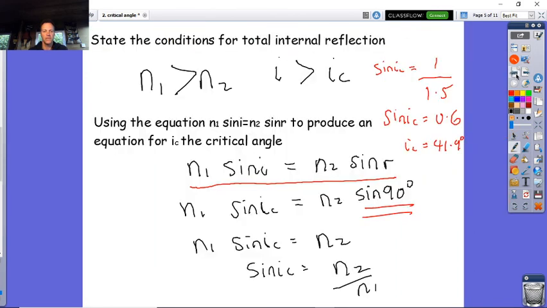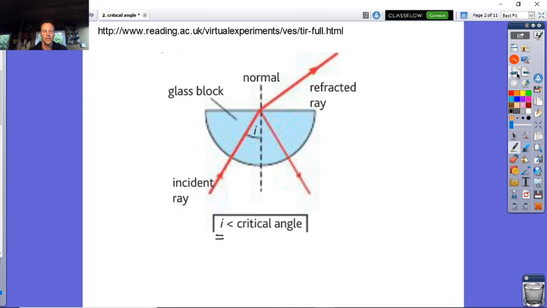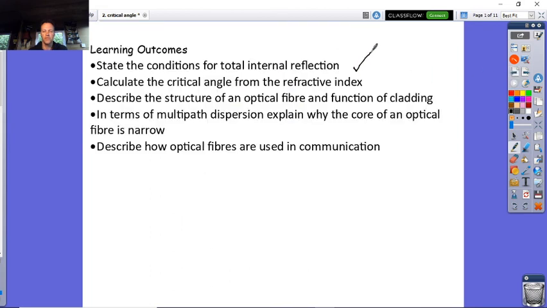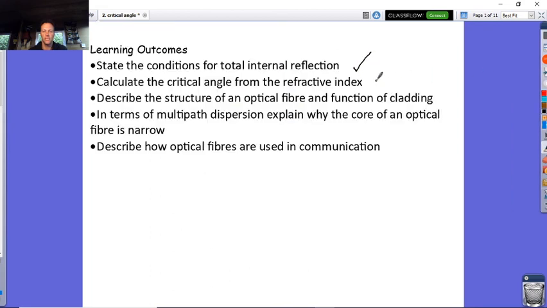So what I've just covered all the way through is the conditions of total internal reflection. You know how to calculate the critical angle from the refractive index. I mentioned why you've got cladding there, and the structure of an optical fiber. I mentioned multipath dispersion, and I'll leave you to find out how it's used in communication and also endoscopes.